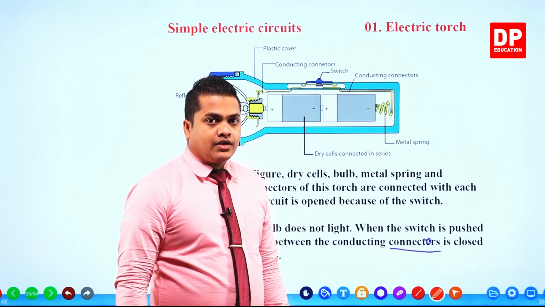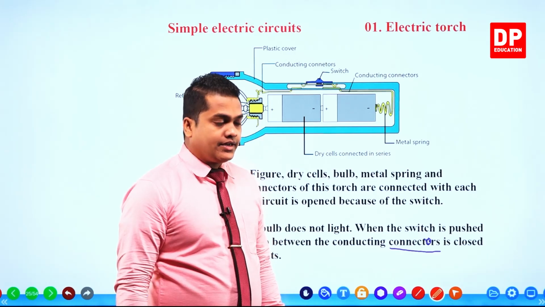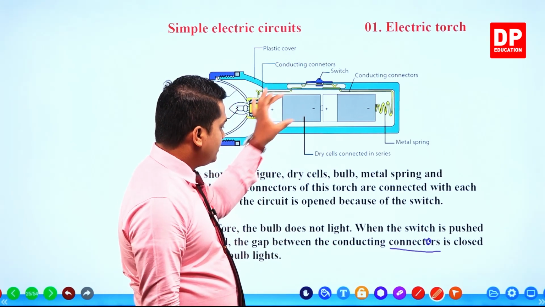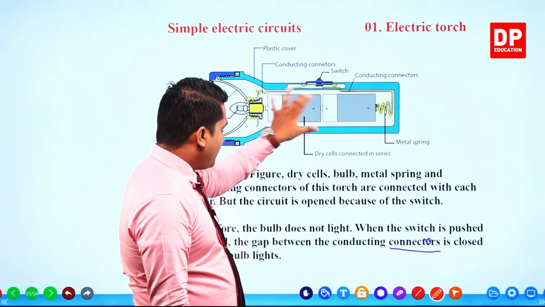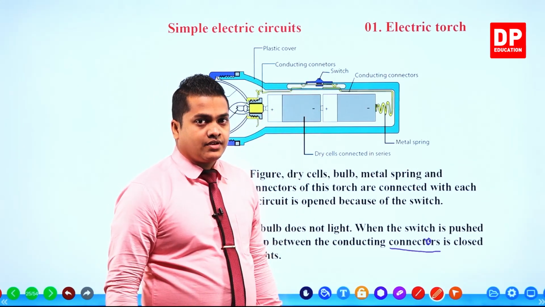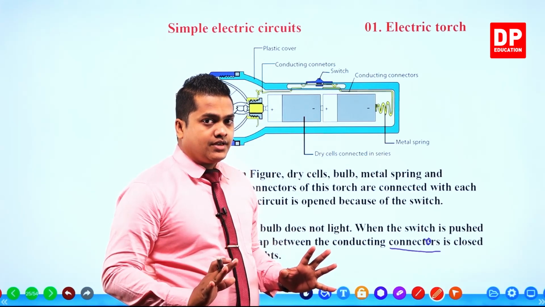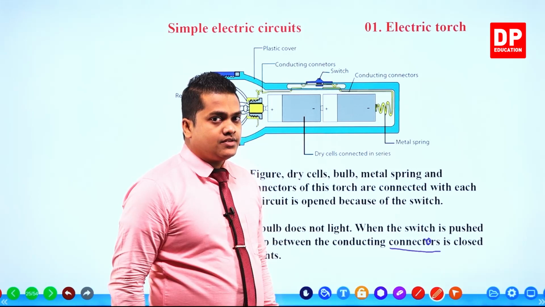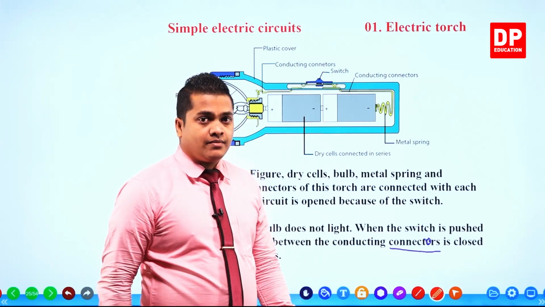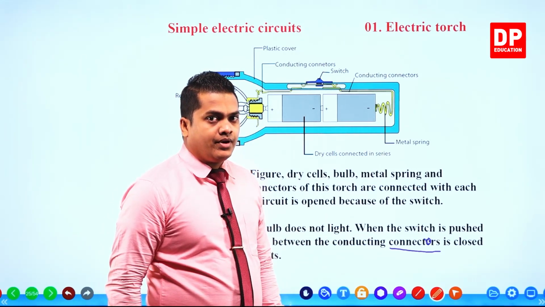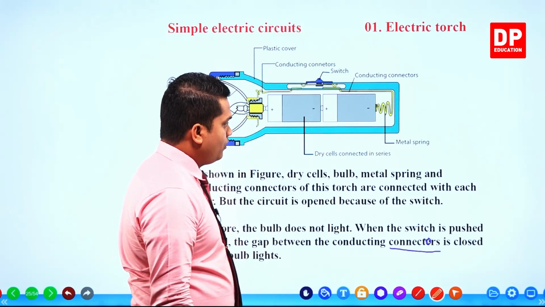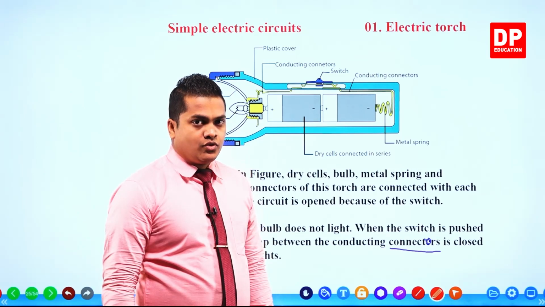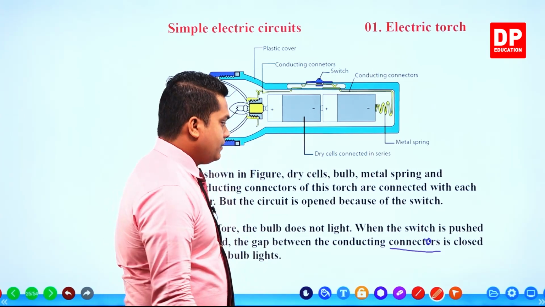So in here also conducting connectors, so when you push it like this in a conducting connector, right, the gap is getting closed down and the circuit is getting completed. So by that way what happens here is the circuit is getting completed and the bulb is going to light up. So this is how the simple electric torch is going to work. Right then.